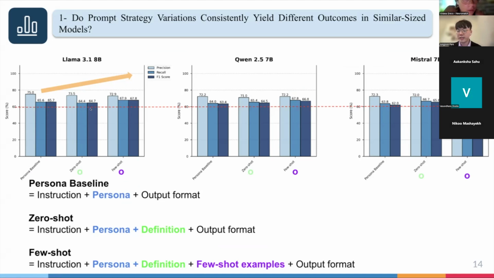Here, the red dotted line indicates an accuracy baseline of approximately 60% to highlight the difference between the metrics. As illustrated in the graph, our models consistently demonstrated improvement in overall metrics, especially for F1 score, as the prompt strategy was progressively enhanced, like from baseline to zero shot to few shot, and so on.